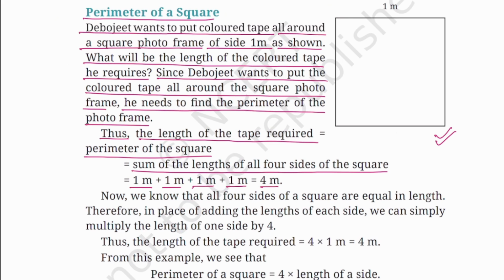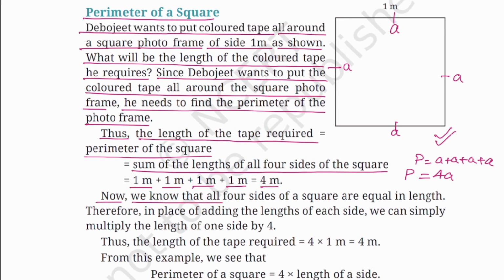You can derive the formula here. If this side is A, this one A, this one A, and this one A, then perimeter will be A plus A plus A plus A. That is 4 times A. That is 4 times the length of one side.